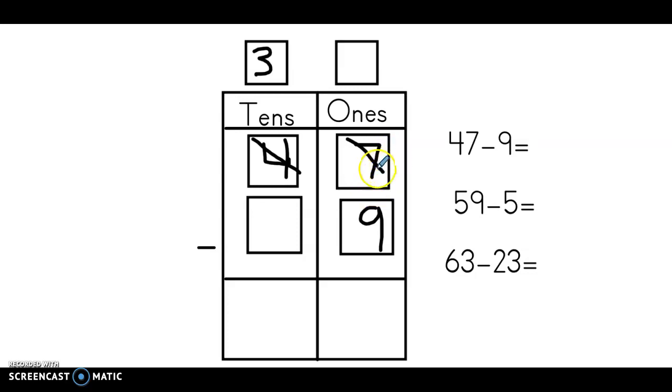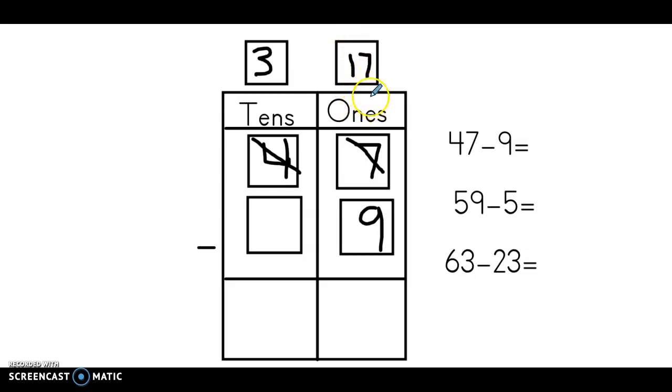So a little trick is whatever number you have in the ones place, if you put that up here in the box and then you put a 1 in front of it, that will tell you how many ones you have after regrouping. And the reason that works is because there were 7 ones to begin with, and then we took one of the tens and moved it over, and that 1 digit there is in the tens place. That stands for that 10 that we moved over.